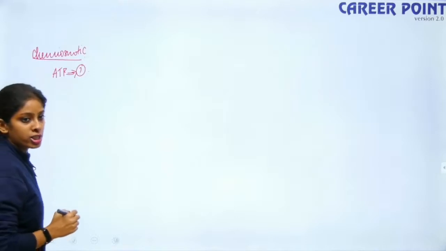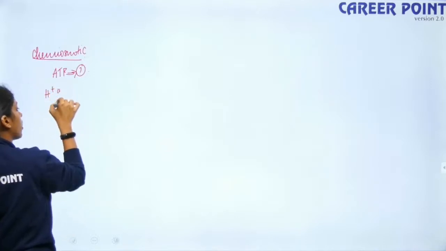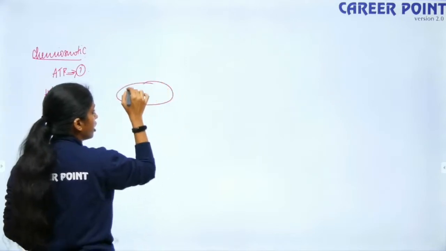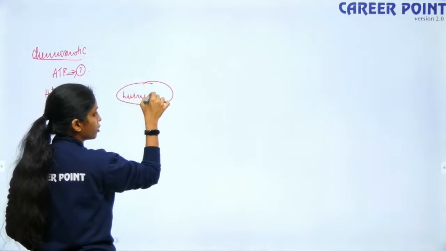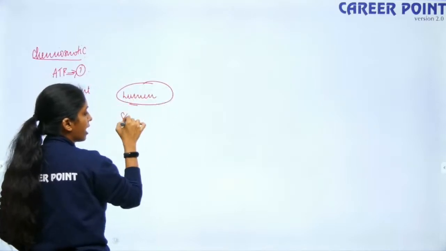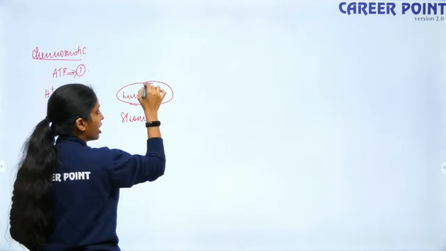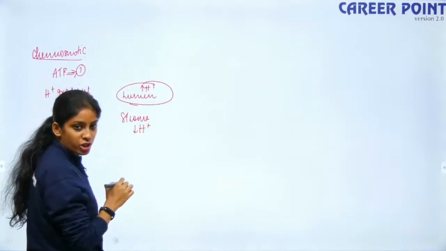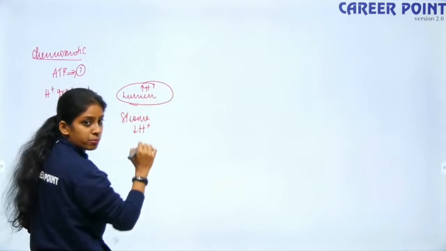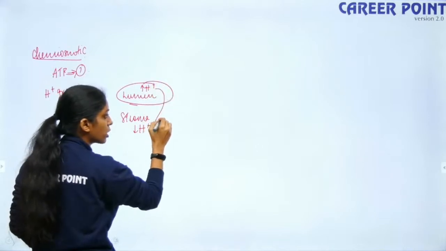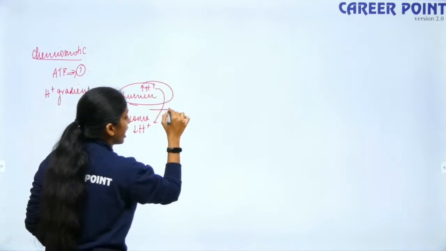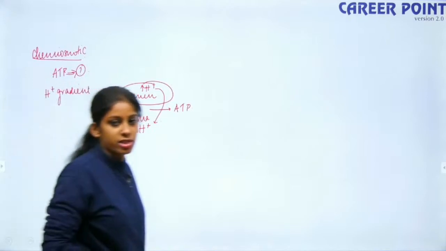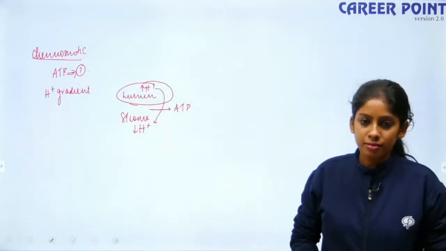This ATP molecule is produced because of an H plus gradient once again. Here you have the thylakoid membrane. The center portion of the thylakoid membrane is the lumen, and the outer portion is the stroma. Here you have high H plus concentration and here you have low H plus concentration. So this concentration gradient breaks. The H plus from here tries to come out, and when it tries to come out, your ATP molecule is being formed. So this is your chemiosmotic hypothesis. Okay, did you understand? Clear?